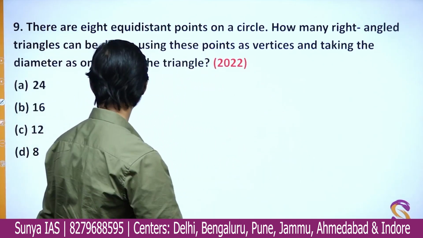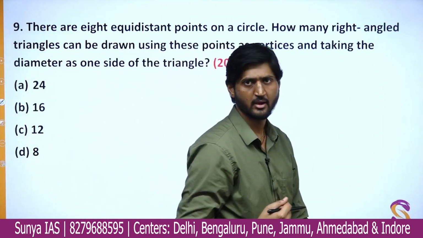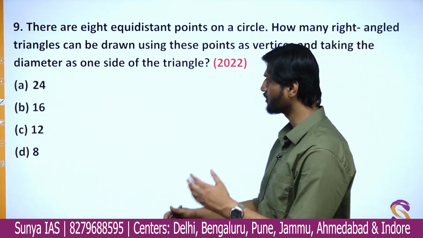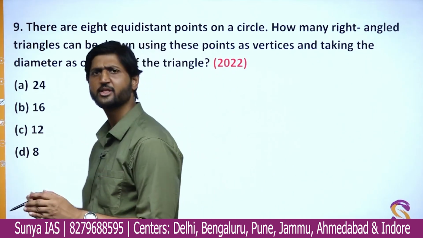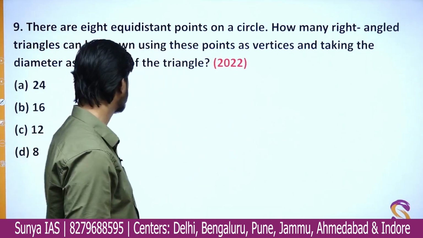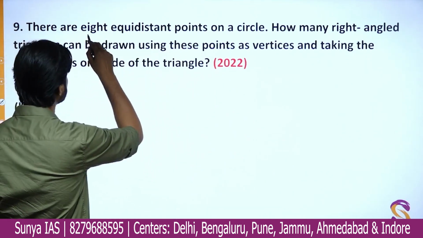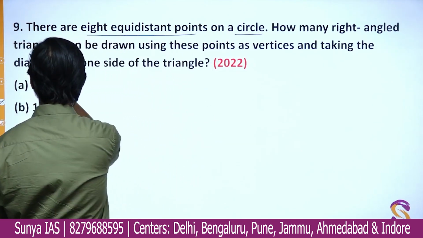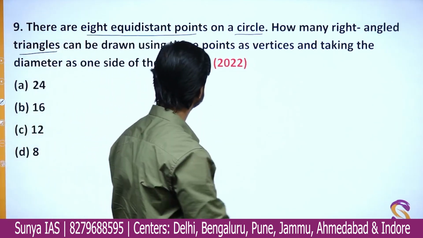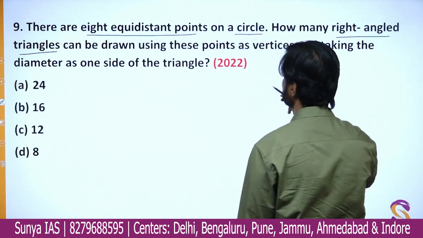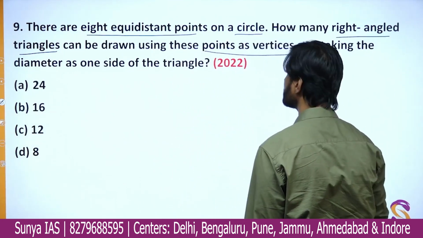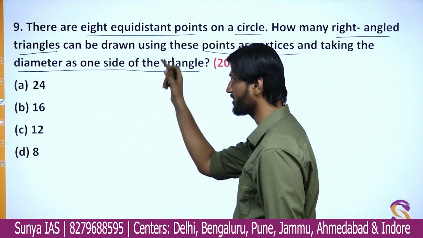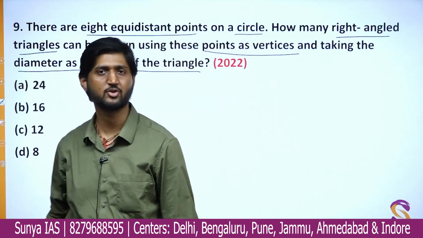Okay, so now this is the last question of this topic, and by reading it, it also seems like some idea of permutation combination might be there, but not so simply. So let us just read it. So there are 8 equidistant points on a circle, and how many right angle triangles can be drawn using these points, taking these points as vertices and taking the diameter of the circle as one side of the triangle? So these criteria are given.